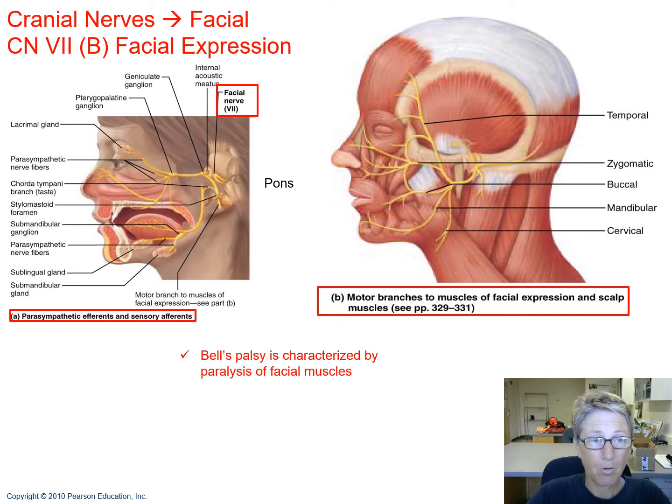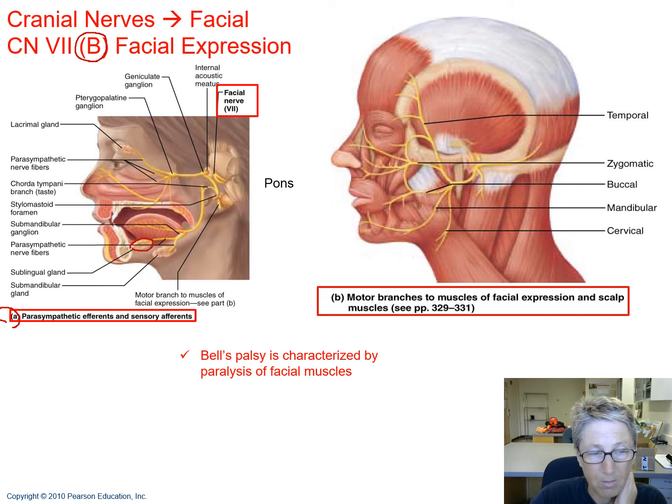Okay, cranial nerve 7 is called the facial nerve, and it's got a B by it, so that means it has both sensory afferent information and motor efferent information traveling in that nerve. This part A shows the parasympathetic efferents and sensory afferents. That just means the parasympathetic efferents, that's motor efferents, going out to innervate. Well, if it's parasympathetic, it's going out to innervate smooth muscle cells that surround the glands.